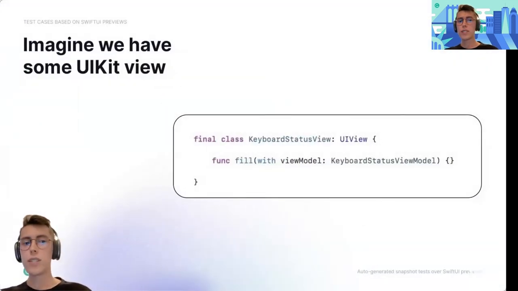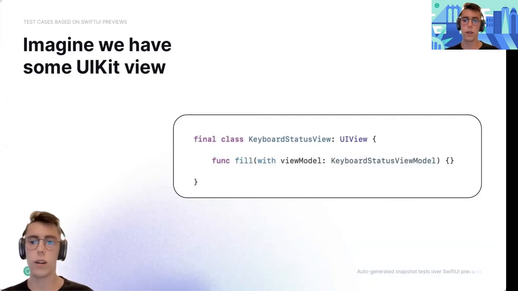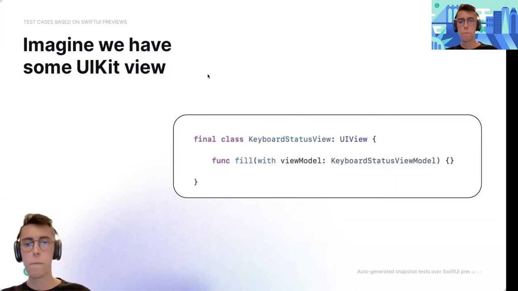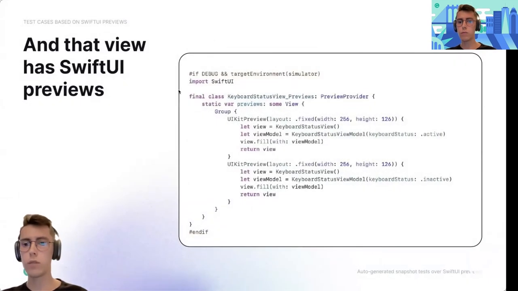Okay, so now let's start with making some new view in our app. We're just trying to build a keyboard status view using a UIKit view. We create some view model for it as usual, design some labels, any other subviews, et cetera. After we designed our view, we decide, okay, now we have to create a SwiftUI preview and start debugging it to save some time, which is why we create some SwiftUI previews.